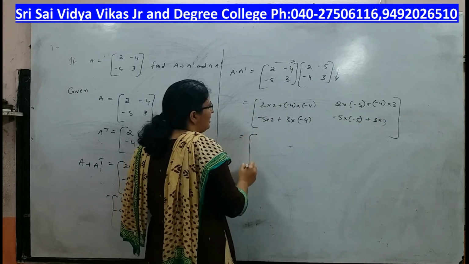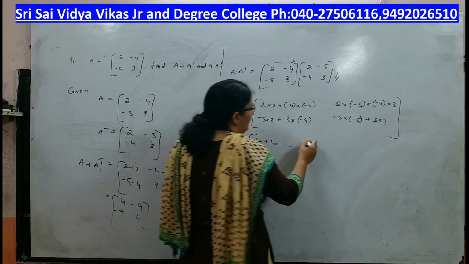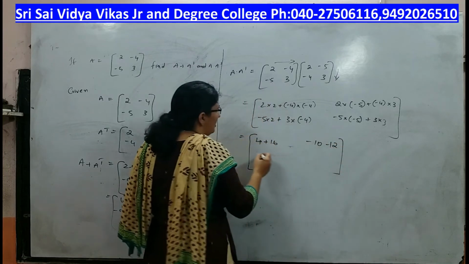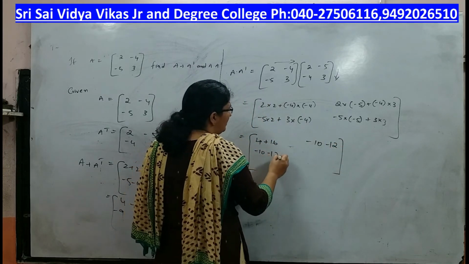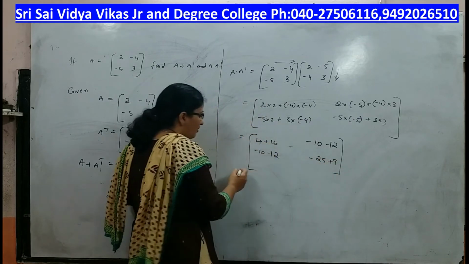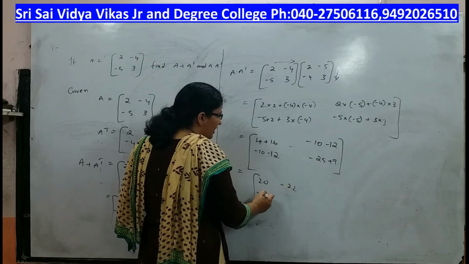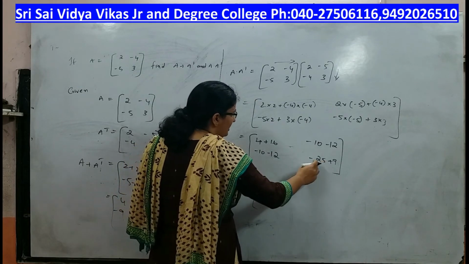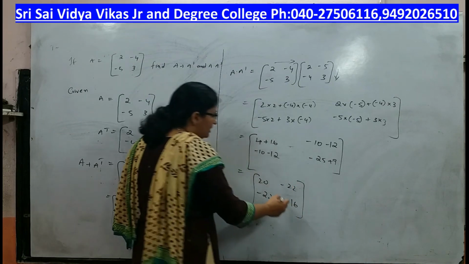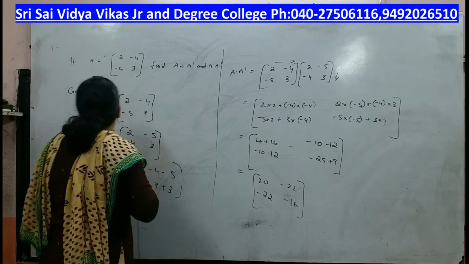This is nothing but 4 plus 16, minus 10 minus 12, minus 10 minus 12, 25 plus 9. 4 plus 16 is 20, then minus 22, minus 22. 9 plus 25 is 34. So this is what you have. Let us discuss the next problem.